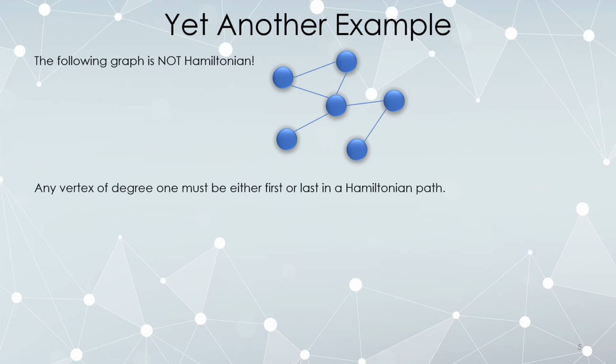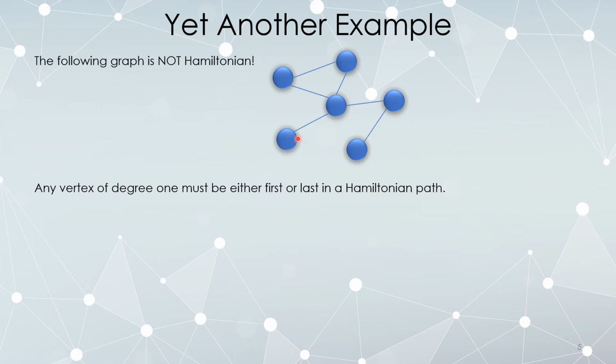Well, any vertex of degree 1, we've already remarked, can't be in the middle of a Hamiltonian path. If a vertex of degree 1 was in the middle, I'd have to enter it and then go back, but since it's of degree 1, there's only one edge connected to it, so I'd have to use the same vertex twice. So any vertex of degree 1 cannot be in the middle of a Hamiltonian path.